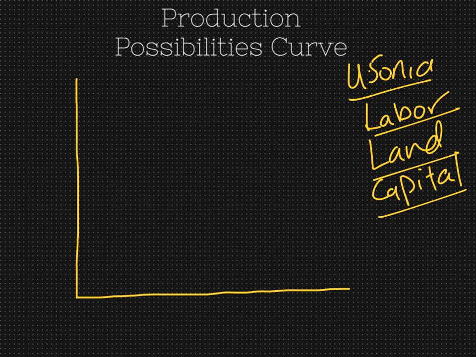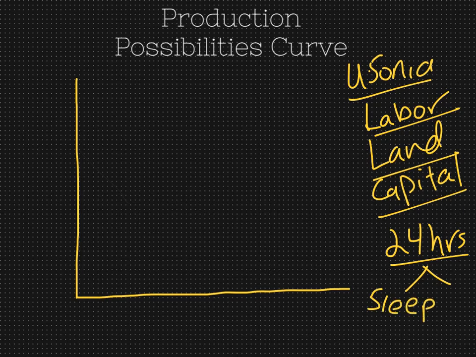So this first one, actually I'm going to go outside of using Usonia as an example. Let's just use hours in the day. We know that there are 24 hours in the day, and you have a choice between two activities. Those two activities could be sleep, or we'll call it Netflix.